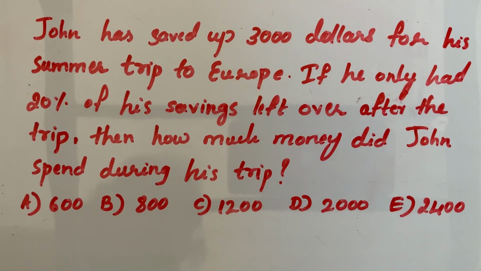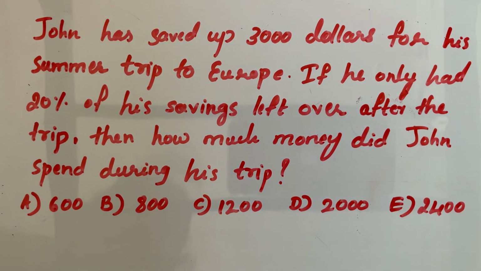John has saved up $3,000 for his summer trip to Europe. If he only had 20% of his savings left over after the trip, then how much money did John spend during his trip? You have options $600, $800, $1,200, $2,000 and $2,400.